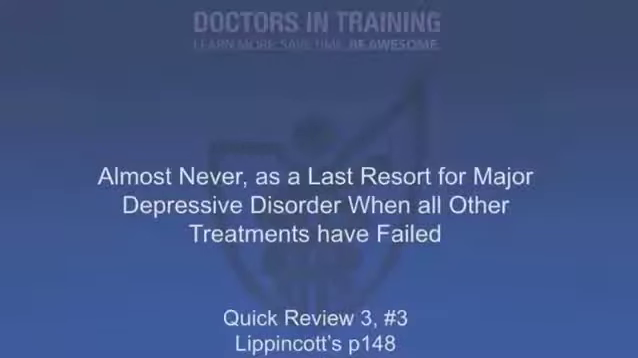Next, when should an MAOI be used clinically? Well, I just mentioned this, almost never. I don't think I've ever seen a patient on an MAOI. Now, it can be used as a last resort for major depressive disorder when all other treatments have failed. So they can't take SSRIs, they can't take SNRIs, they can't take TCAs, they're not taking some of the atypical antidepressants, they're not taking some of the antipsychotics at low dosages. So this is really, I would say, reserved for your psychiatrists. Let them take care of MAOIs because there's just a lot of problems that go along with them.